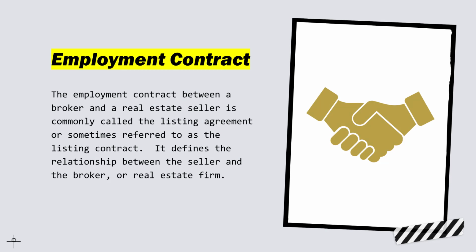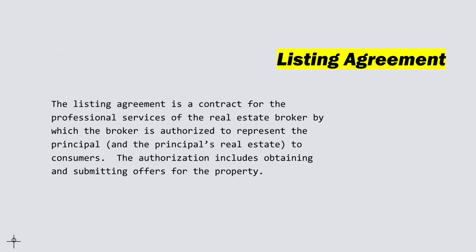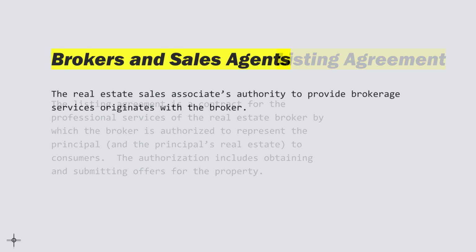The employment contract between a broker and a real estate seller is commonly called the listing agreement, or sometimes referred to as the listing contract. It defines the relationship between the seller and the broker, or real estate firm. The listing agreement is a contract for the professional services of the real estate broker, by which the broker is authorized to represent the principal to consumers. The authorization includes obtaining and submitting offers for the property.